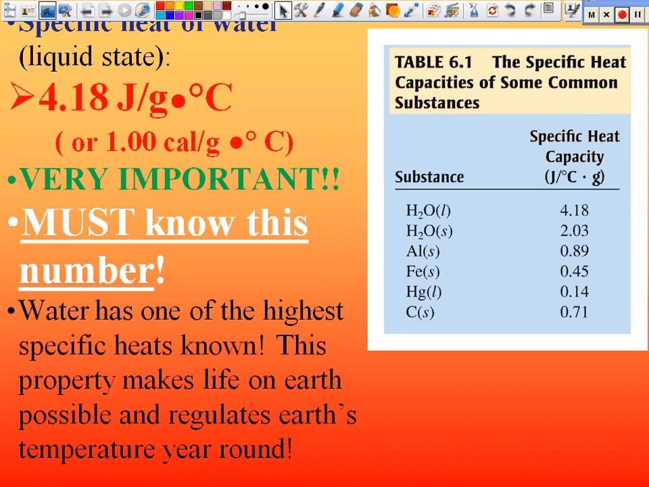Okay. Now, again, I'm going to go ahead and forewarn you guys. This number you have to have memorized. You cannot get anywhere outside of this number. If you ever do anything with calorimetry, you've got to have that number memorized. The specific heat of water is 4.18 joules per gram degree Celsius. Now, this other number, what is 1 calorie per gram degree Celsius?